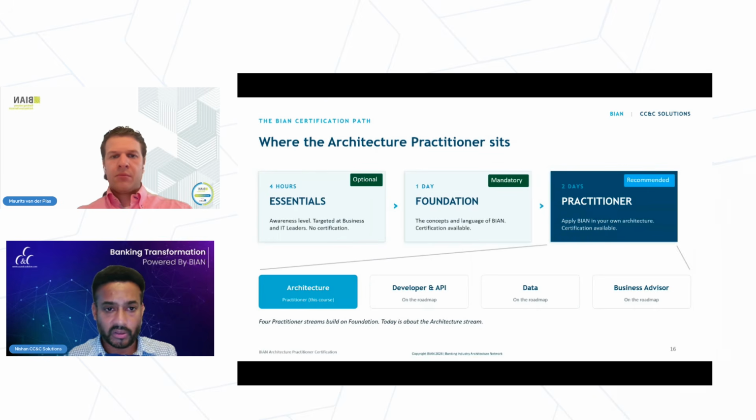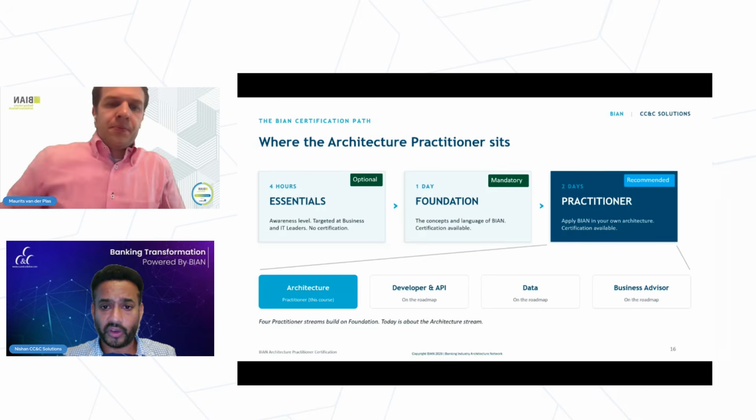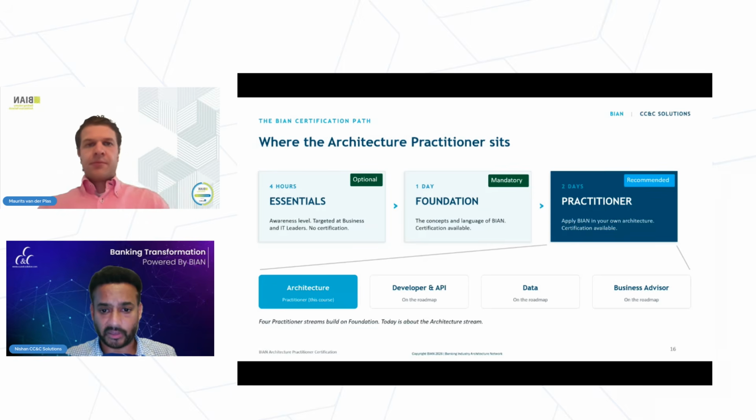As Maurits mentioned, the course that we're talking about today actually sits inside a learning ecosystem of other courses. The Essentials, which is really targeted at your C-level and to build awareness, is optional. It is highly recommended because having the change come from the top down is always helpful. The Foundation course is mandatory. So this is the beginning of everything else that underpins the rest of your journey. As Maurits said, it's a one-day course, and that can be taken by yourselves independently or through a training partner.